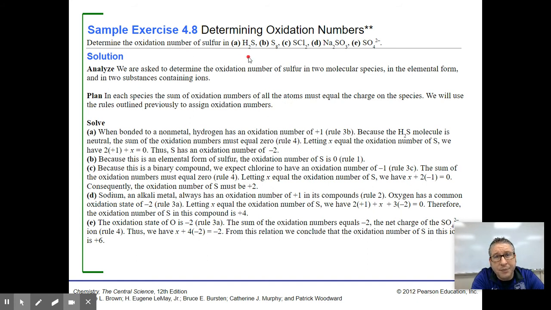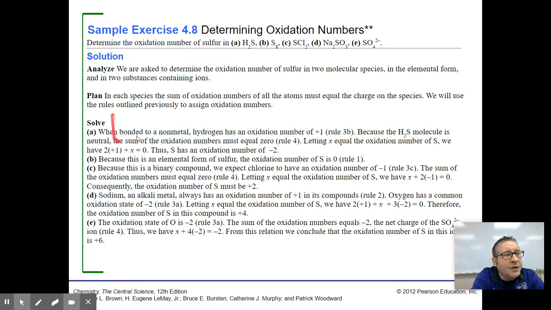H2S. So we're trying to figure out what S is. We were told in the rules what oxidation number hydrogen will have if it's attached to a nonmetal. But as you also notice before we continue on, H2S is a neutral compound. How do I know that? There's no plus or minus charge up in the upper right-hand corner. So if there's no charge there, that means it's neutral.